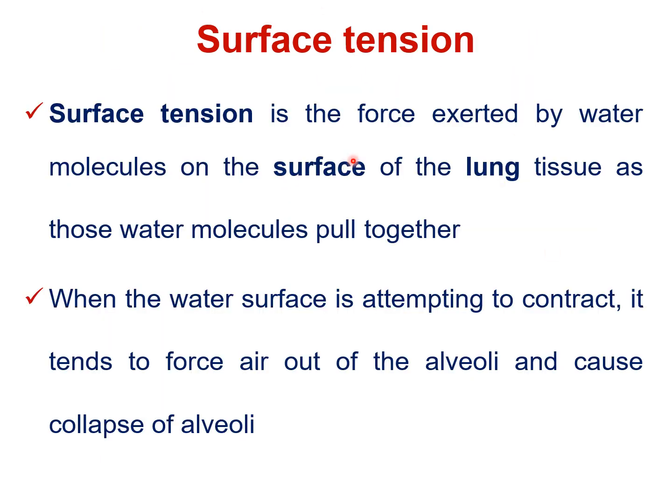Surface tension is the force exerted by water molecules on the surface of lung tissue as those water molecules pull together. When the water surface is attempting to contract, it tends to force air out of the alveoli and cause the collapse of alveoli.